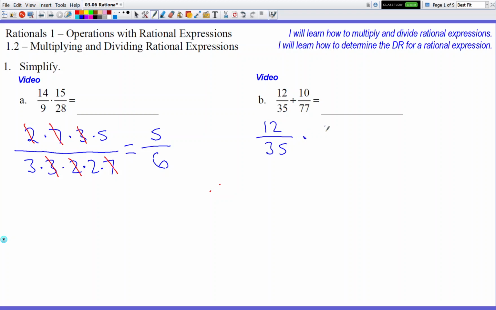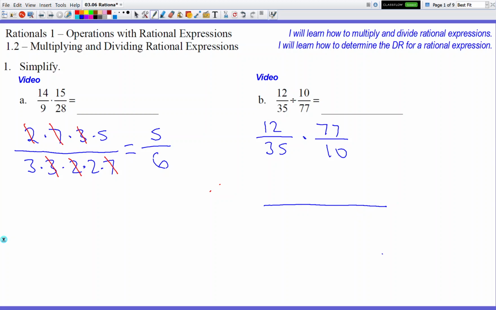All I remember is when I was back in school, when I changed it into multiplication, I flipped the second fraction, right? I made whatever's on the bottom go to the top, and whatever's on the top go to the bottom. So I'm basically rewriting this problem from division into multiplication. And the reason why I want to do that is because then I can follow the exact same steps I did in problem A. Just make one giant fraction and break apart the 12 into smaller numbers, break apart 77 into smaller numbers, break apart 35 and 10 into smaller numbers.